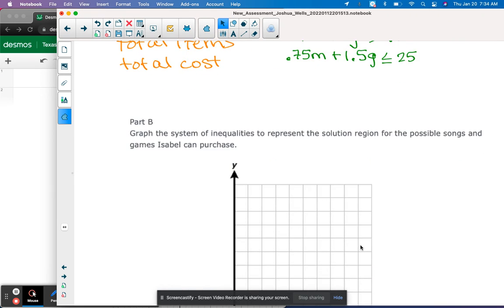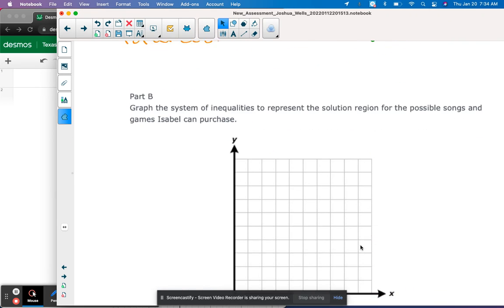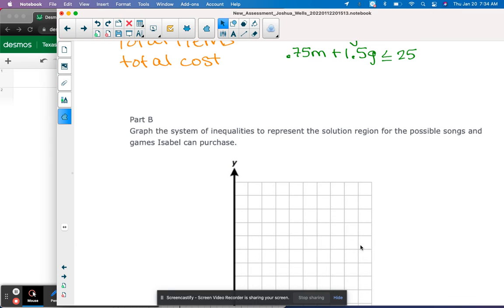So the next part of this problem asks us to graph the system of inequalities to represent the solution region for the possible songs and games she can purchase. But in order to do that, we have to solve both of these equations so we can graph them. So let's go ahead and write them down.